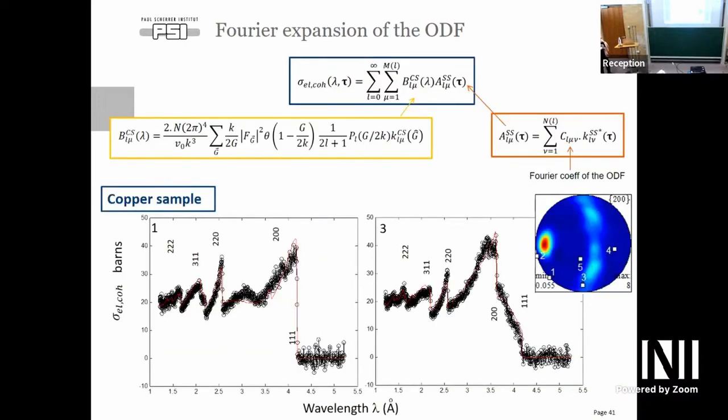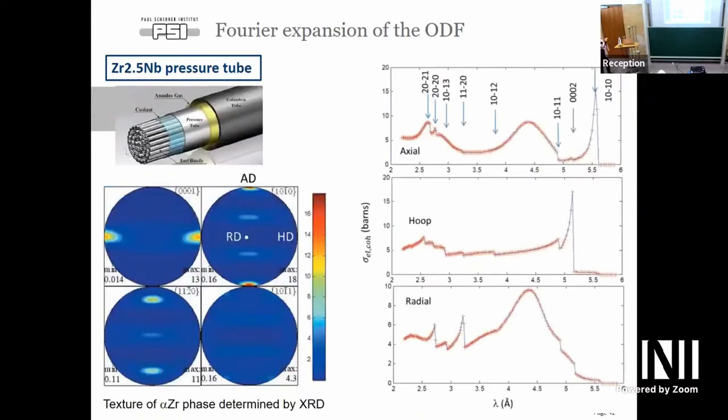So here, again, we can use this deconvolution, and if we have the texture, we can simulate perfectly how the experimental data will behave. So this is the forward problem. And this also works for a more complex texture, which is a hexagonal material.